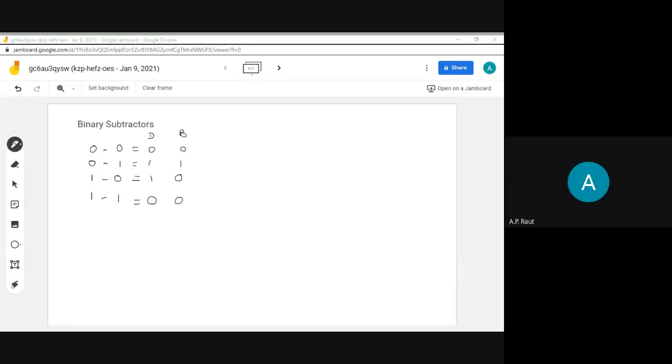Ma'am, same as the half adder, only difference in the output. It is a combinational circuit with two inputs and two outputs. It is the basic building block for subtraction of two single bit numbers. This circuit has two outputs, namely difference and borrow. So half subtractor is a combinational circuit with two inputs and two outputs, in the form of difference and borrow.